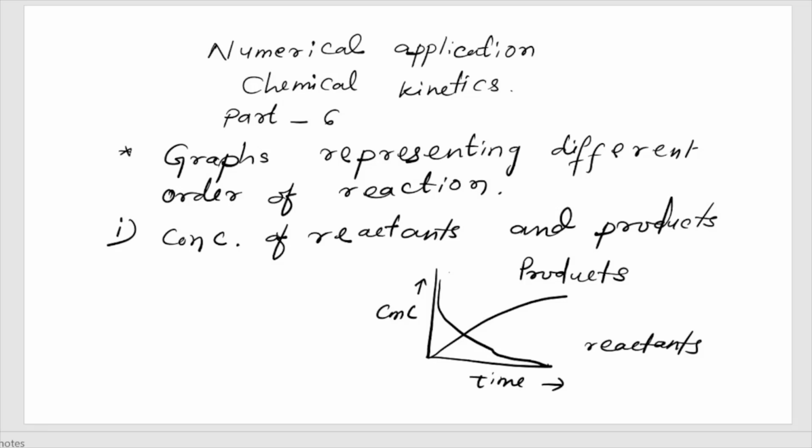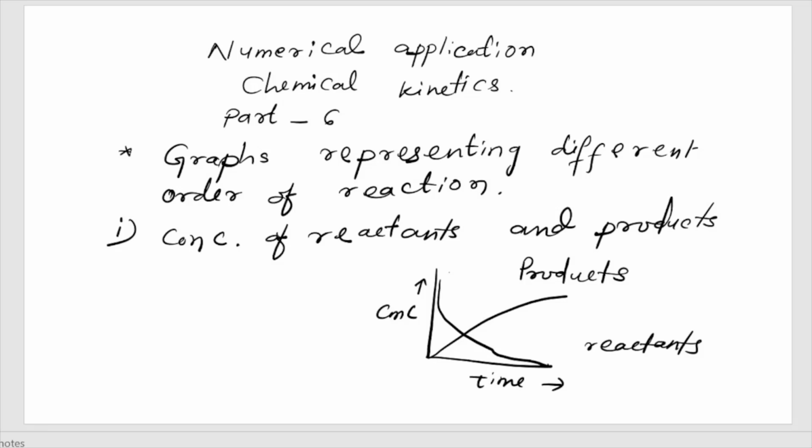Now I am going to explain numerical application in chemical kinetics, that is the introduction part, where I want to show different graphs representing different orders of reaction and also the summary of the different equations. This is part 6. Here are graphs representing different orders of reaction.